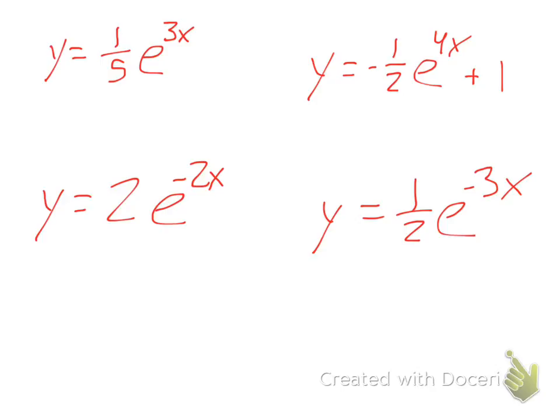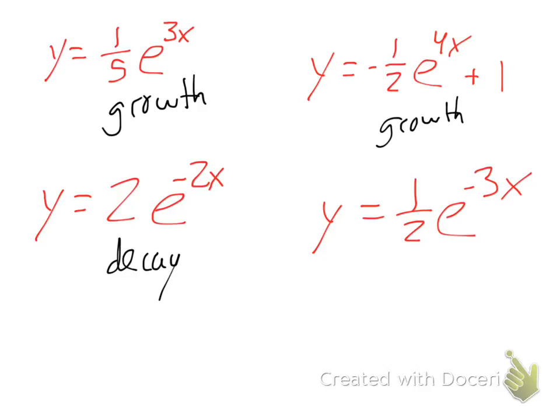Growth or decay? Growth. Growth, why? This is 3x. 3x is positive. Look at the exponent. The exponent is positive, so that is a growth. Second one, across the top, it's positive, so this is growth. And the bottom 2 are negative. Decay.